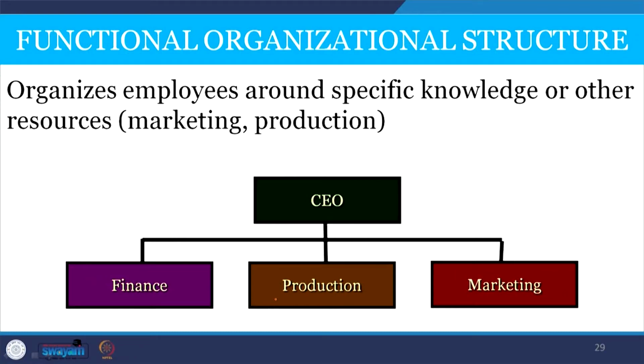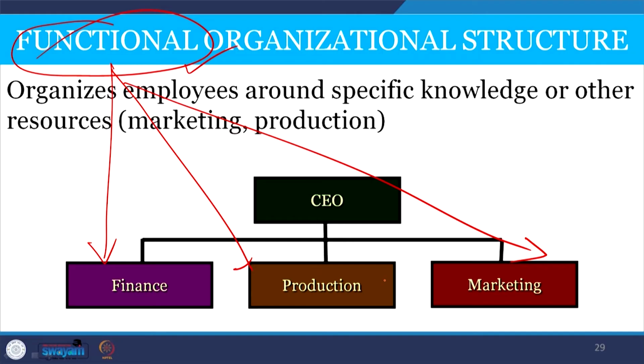Next, we will discuss what a functional organizational structure is. It organizes employees around specific knowledge or other resources like marketing, production, etc. So, functional, as the very name says, means all the functional areas. The organization in which the jobs revolve around specific knowledge domains or specific functional areas is called a functional organizational structure.